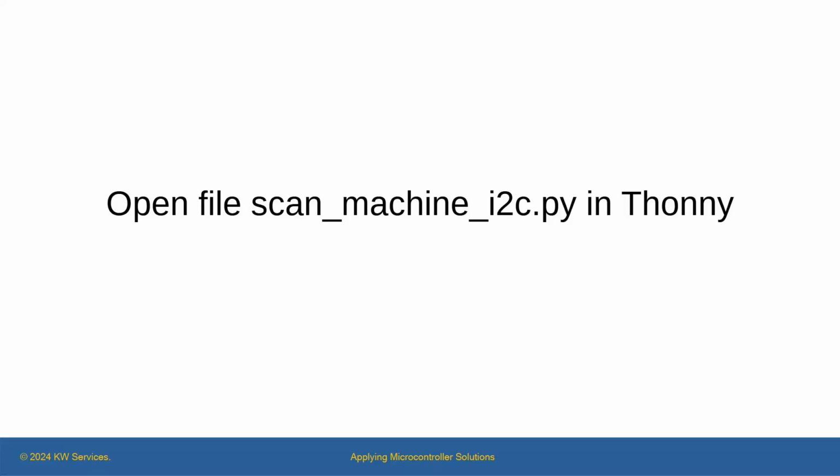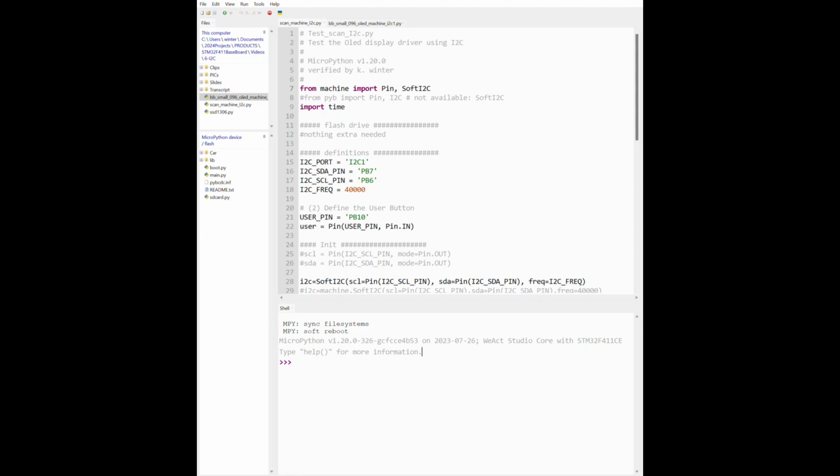Now, open the file scan_machine_I2C in Thonny. Let's look at the code. This is a test script to scan the I2C bus for any connected devices. The code begins by invoking an import of the pin and soft I2C from machine. The third import loads the time library.